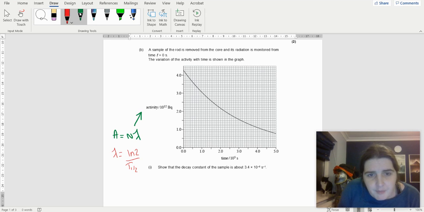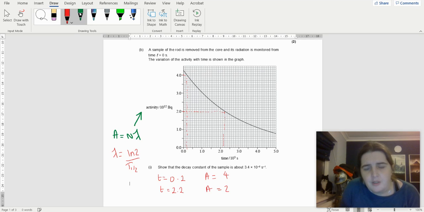So you don't have to start at the top bit. You can actually start at any point. So what I'm going to do is say when activity is 4, when t equals 0.2, activity equals 4. So I'm going to halve that and go here. So when t equals 2.2, activity equals 2. So my half-life from that information is going to be 2 times 10 to the 5 seconds, okay?